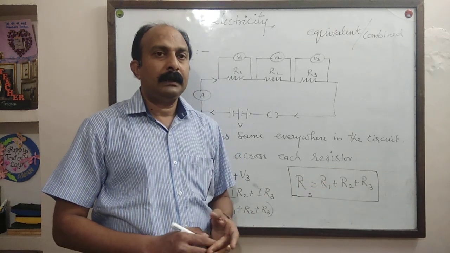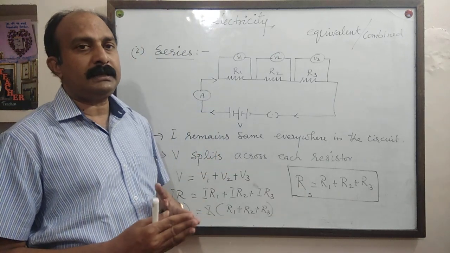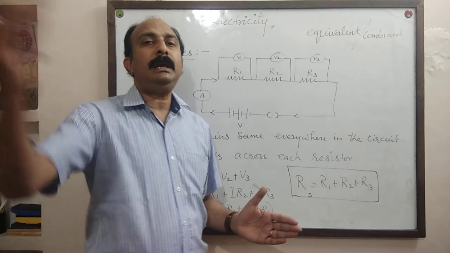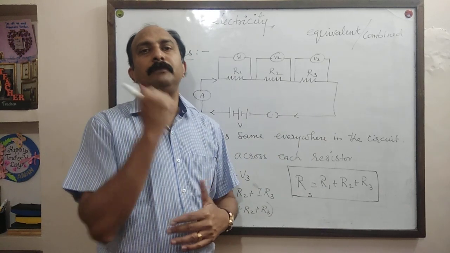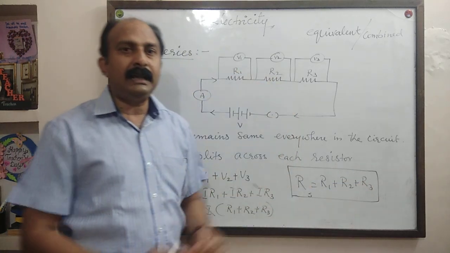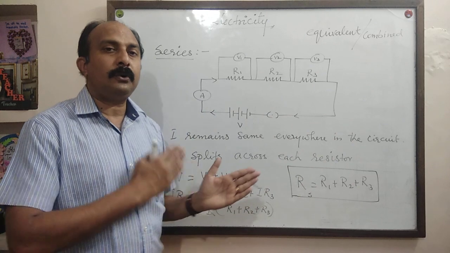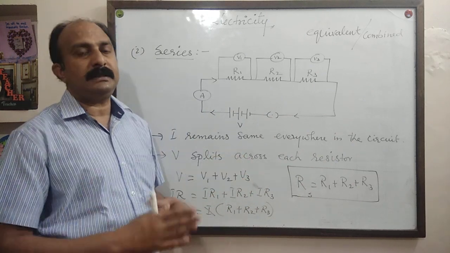What does it mean? When more and more resistors are connected in series in an electric circuit, the total resistance of the circuit keeps on increasing. Is it good or bad? It is bad in terms of electric current. We know that when R increases, I decreases. So the total current of the circuit will go on decreasing if you connect more and more R in series.